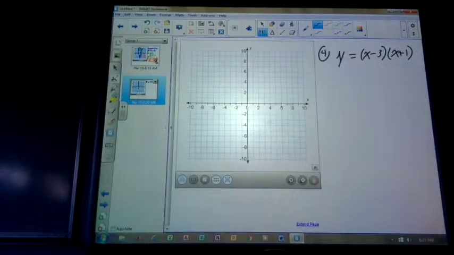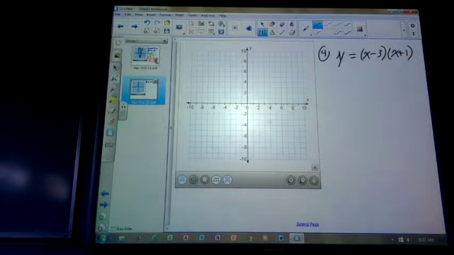Hey, this one's y equals. The other one was f of x. f of x is functional notation. Y equals is just y equals. They mean for the most part the exact same thing. So if you see function of x, it's the same thing as y.